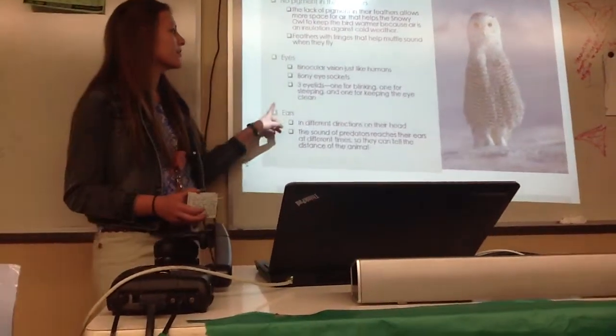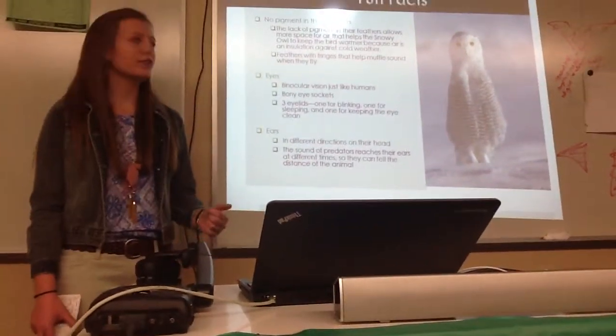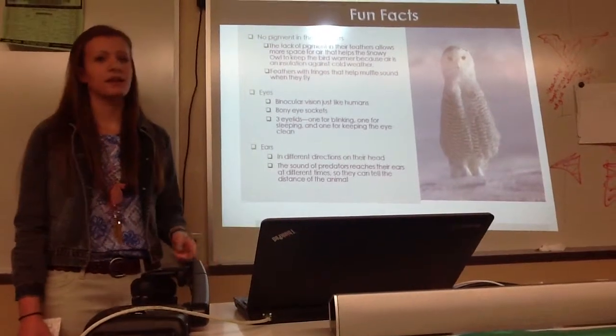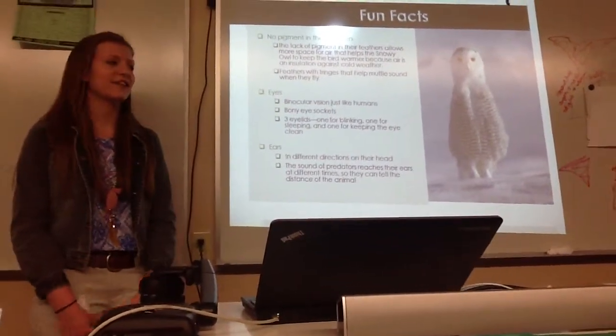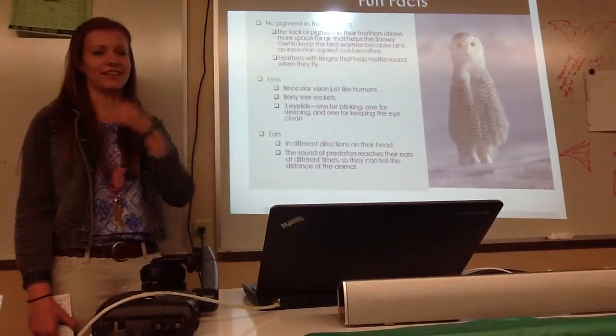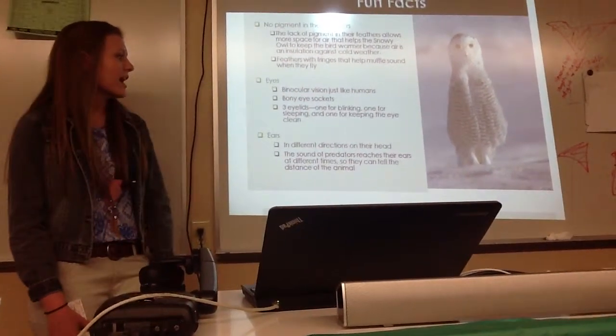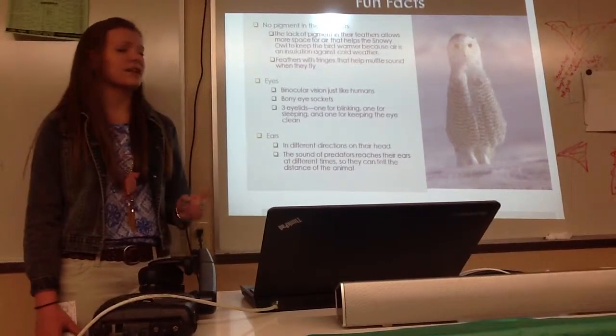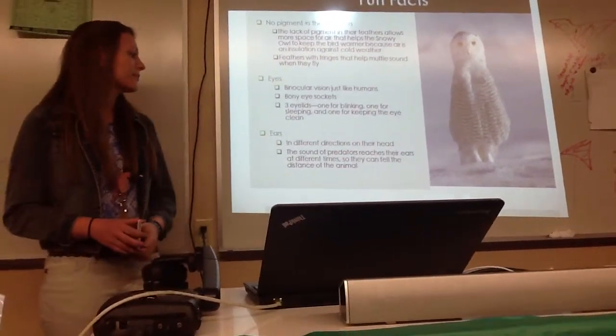The second fact about them is their eyes. They have binocular vision just like humans do, and they have a bony eye socket, so they can't move their eyes, so they turn their head. That's why their head looks like it goes around. And they have 3 eyelids, one for blinking, one for sleeping, and one for cleaning their eye.